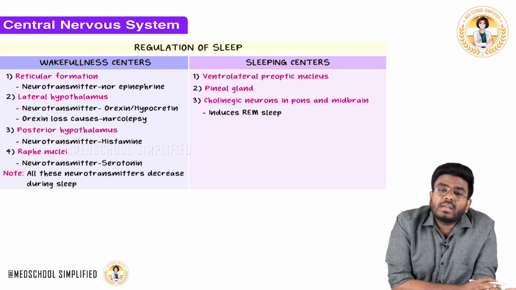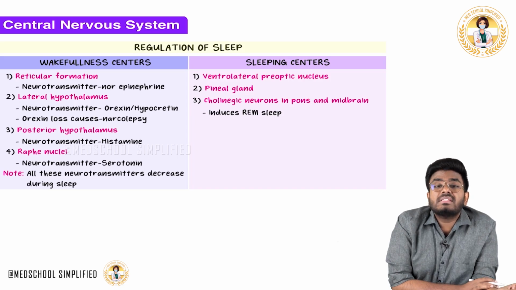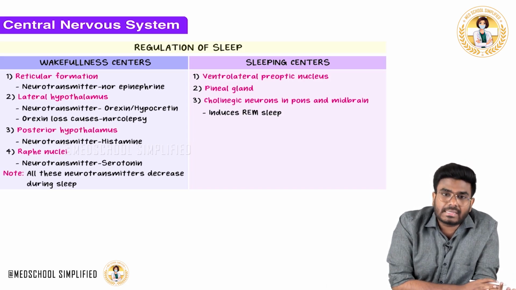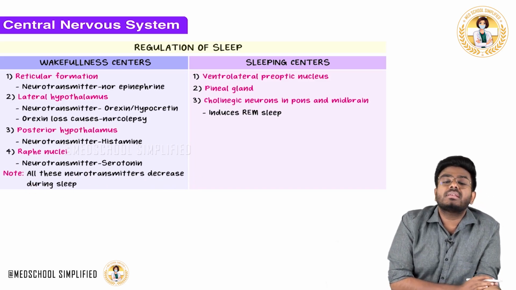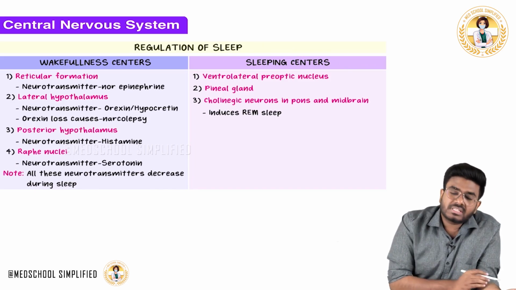Now in the night, what happens? When the person is going to sleep, all these neurotransmitter levels decrease. In the early morning, when the person is getting awake, all these neurotransmitter levels increase. So note, all these neurotransmitters decrease during sleep.